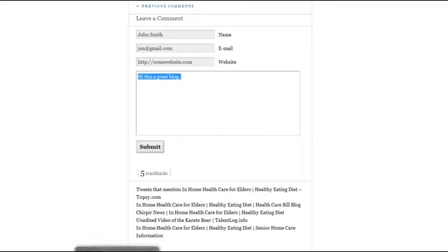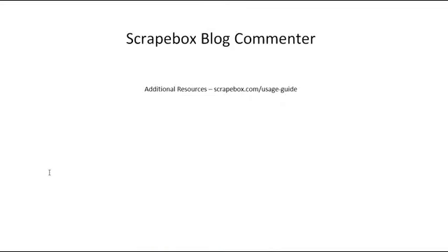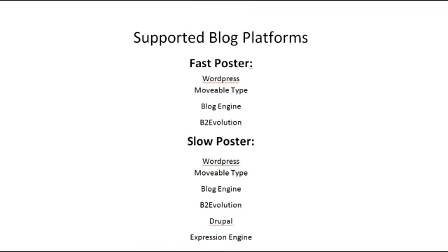So as far as the platforms that Scrapebox can comment to, there are 6 different platforms as of the recording of this video. There's 2 modes in Scrapebox that you can use to comment with: fast poster and slow poster. So under the fast poster option, you can comment on WordPress, Movable Type, BlogEngine, and B2evolution. And then with slow poster, you get the same 4 plus Drupal and ExpressionEngine. So a couple extra that you can comment on there with slow poster.